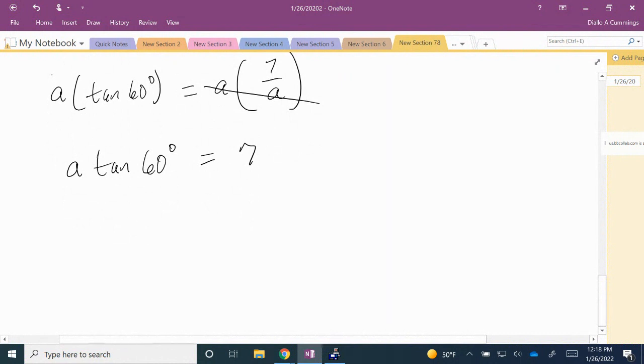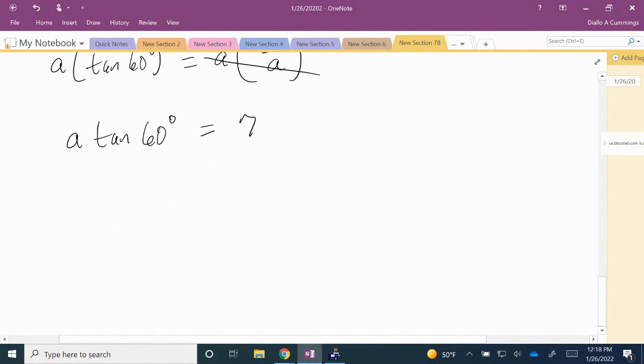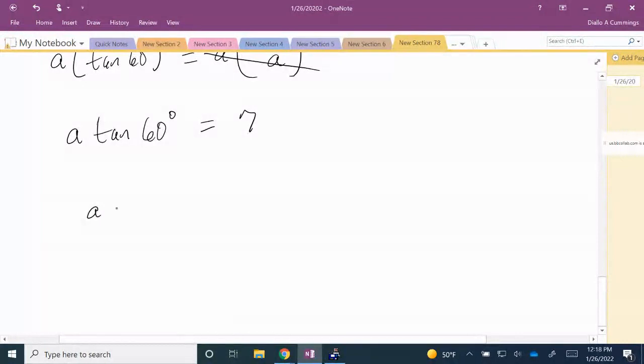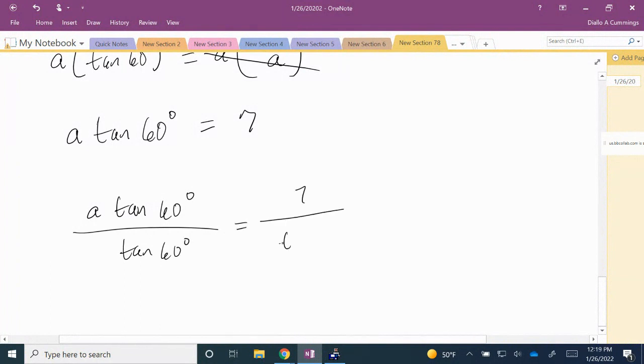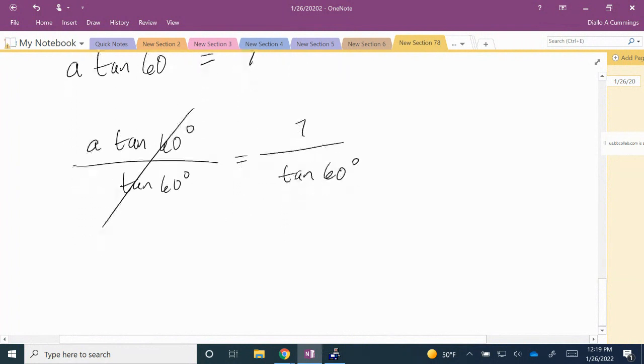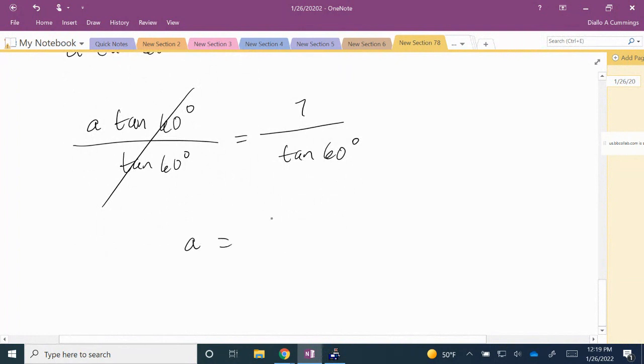The opposite of multiplying A by the tangent of 60 degrees is to divide by the tangent of 60 degrees. So I'm going to divide both sides by the tangent of 60 degrees. I'm also going to divide the right-hand side by the tangent of 60 degrees. Notice that on the left-hand side, the tangent of 60 degrees cancels. So I have A is equal to 7 divided by the tangent of 60 degrees.